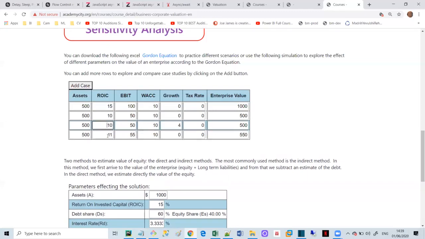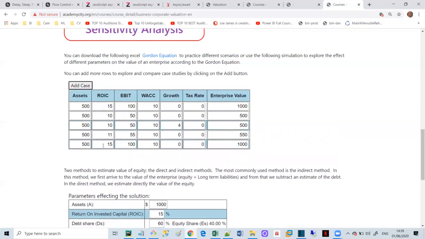Because we have ROIC higher by 1%. That makes the value of the company 550. Moreover, now if I have growth, pay attention, growth from this situation to this one had no effect because ROIC is equal to the WACC in both examples. So raising growth didn't have any effect. Now if I make another case, just like the one above, but with 11%, what happens if I grow?